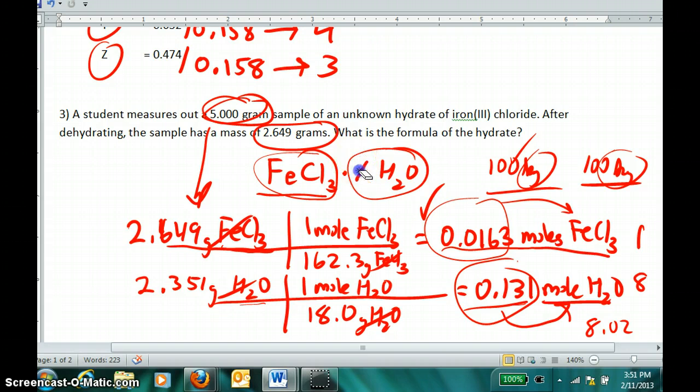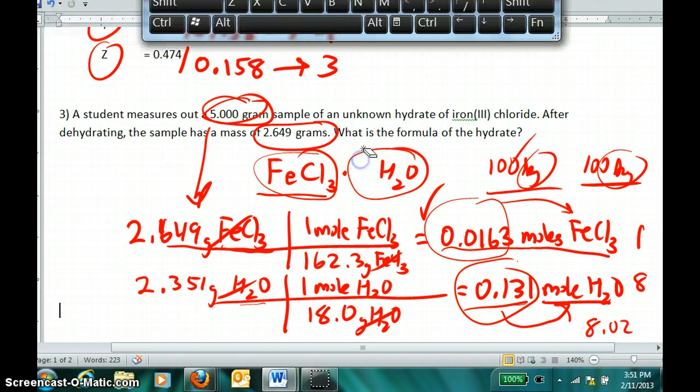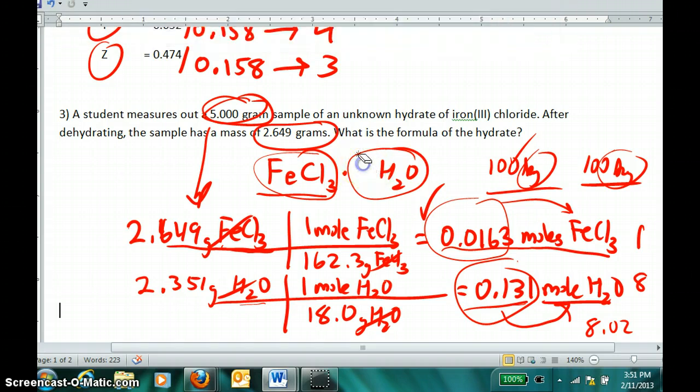So now I can take my eraser, I can erase that puppy right there, and I can throw in with my pen an 8. And the compound that I was actually measuring here was iron(III) chloride octahydrate.